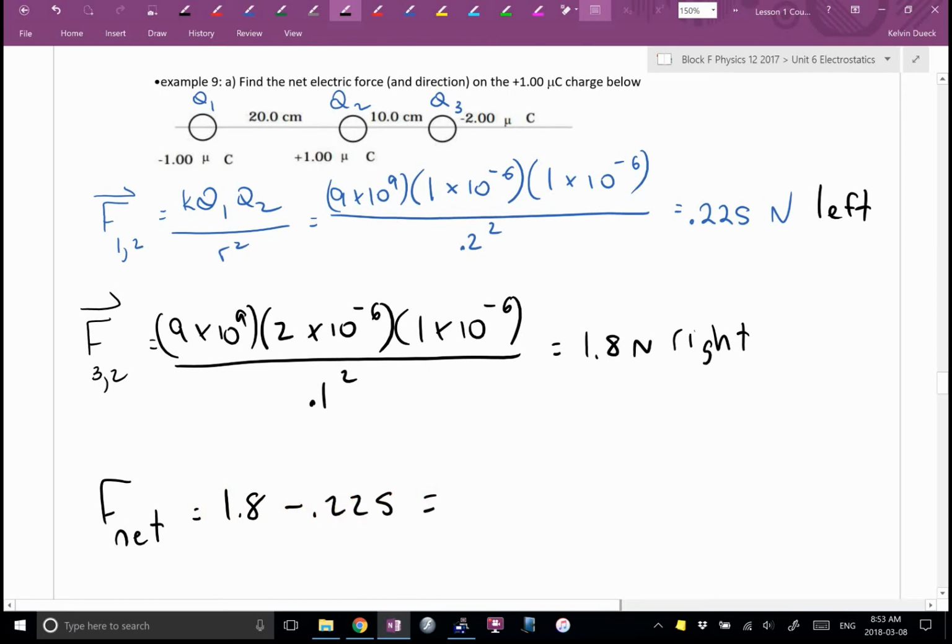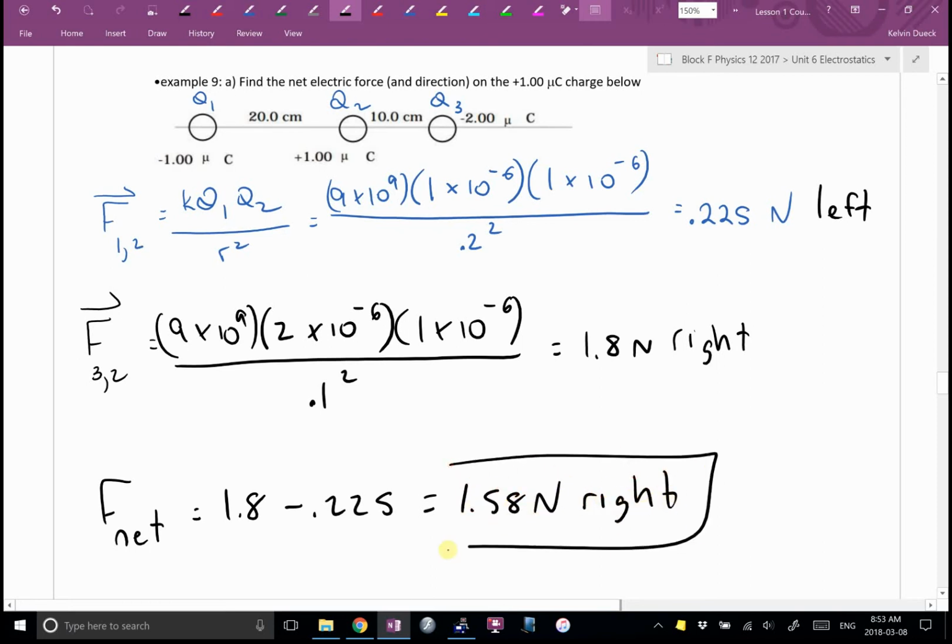I can do that in my head. I think it's going to be 1.575. I'll call it 1.58 newtons, and the winning direction is to the right.